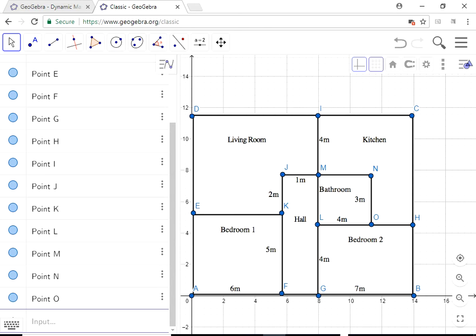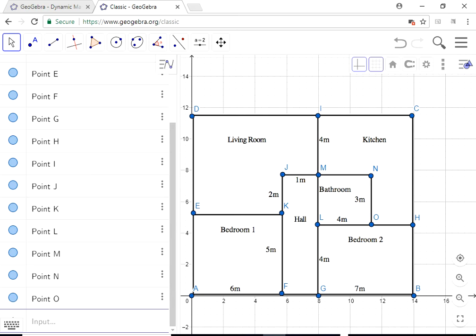So now we have the dimensions for the whole bedroom, which is 6 by 5. So A to E is 5, which will make E to D 6 meters. And then since we have B to H, which is 4 meters, H to C would be 7. So now we have to try to find out how much they are going to need total.